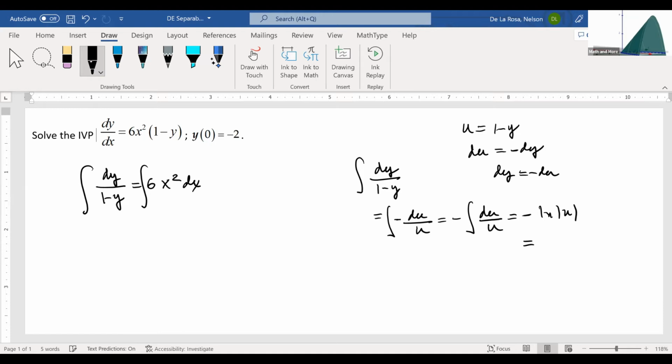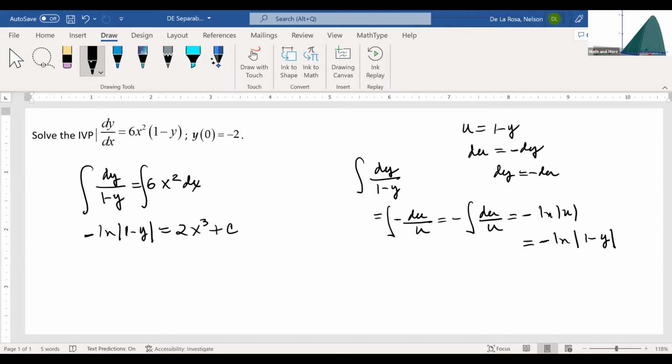And then we replace our original variable in this integral, so we have a negative ln of absolute value of 1 minus y. So on the left side, we have negative ln of absolute value of 1 minus y equals, well, the integral on the right is easy to compute. It is 6x cubed divided by 3, so it will be 2x cubed plus c.